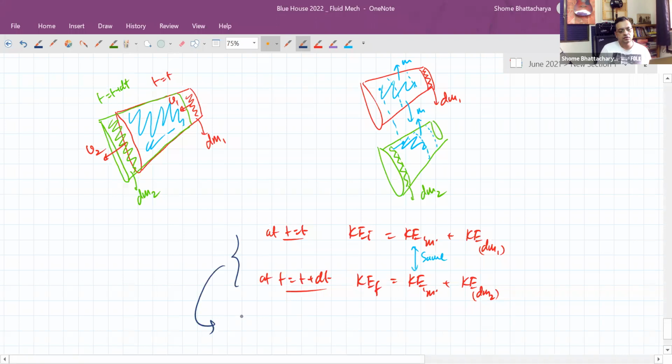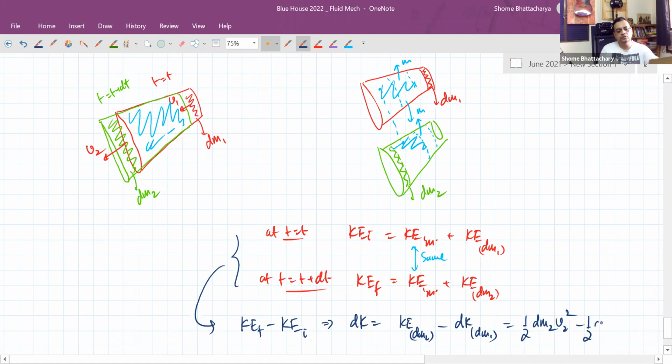So the change in kinetic energy, final minus initial, because it's a small time, we'll write as d instead of delta. This change will be equal to the kinetic energy of that section of mass dm2 minus the kinetic energy of this section of mass dm1. So that is half dm2 v2 squared minus half dm1 v1 squared, because it's a very thin layer of molecules.